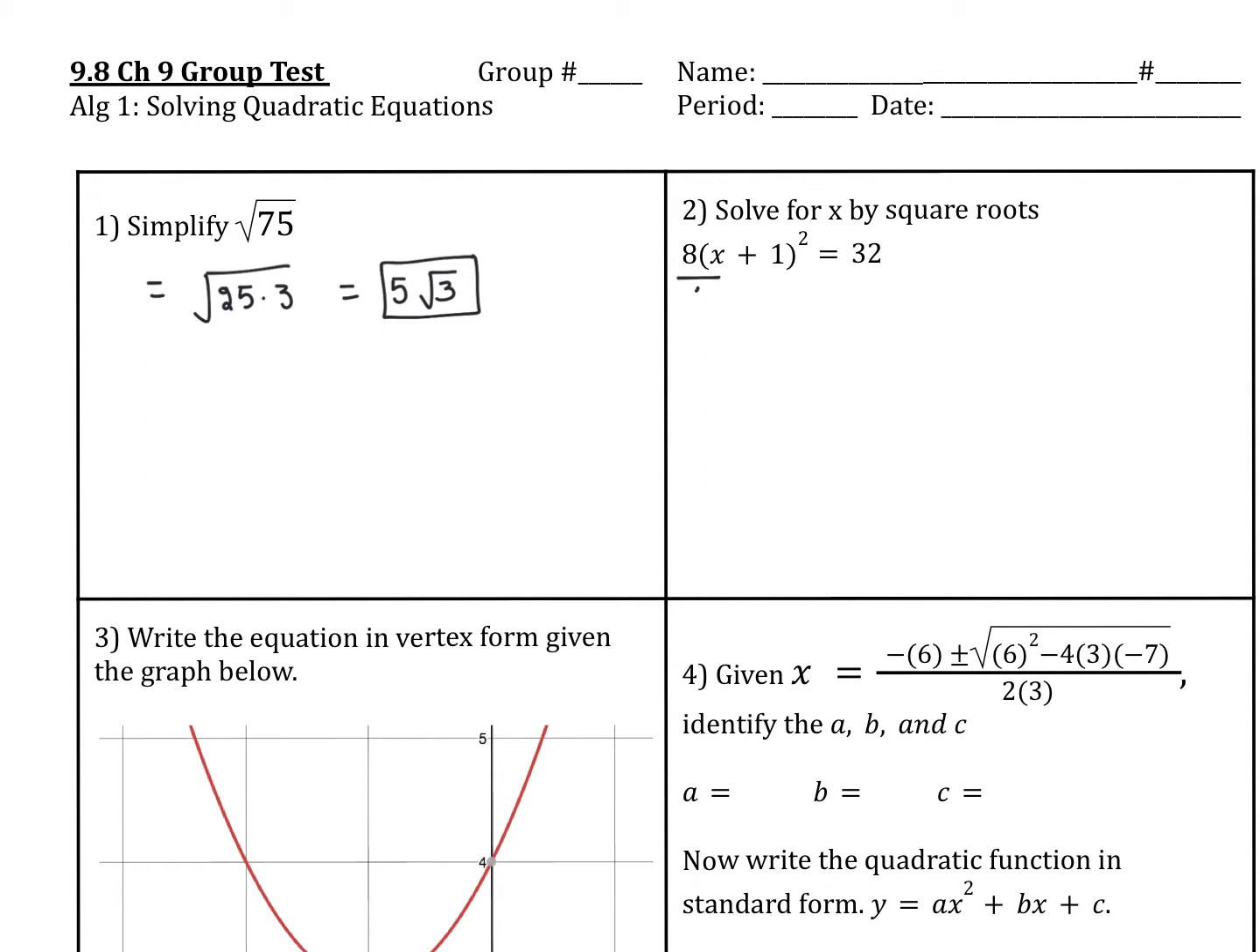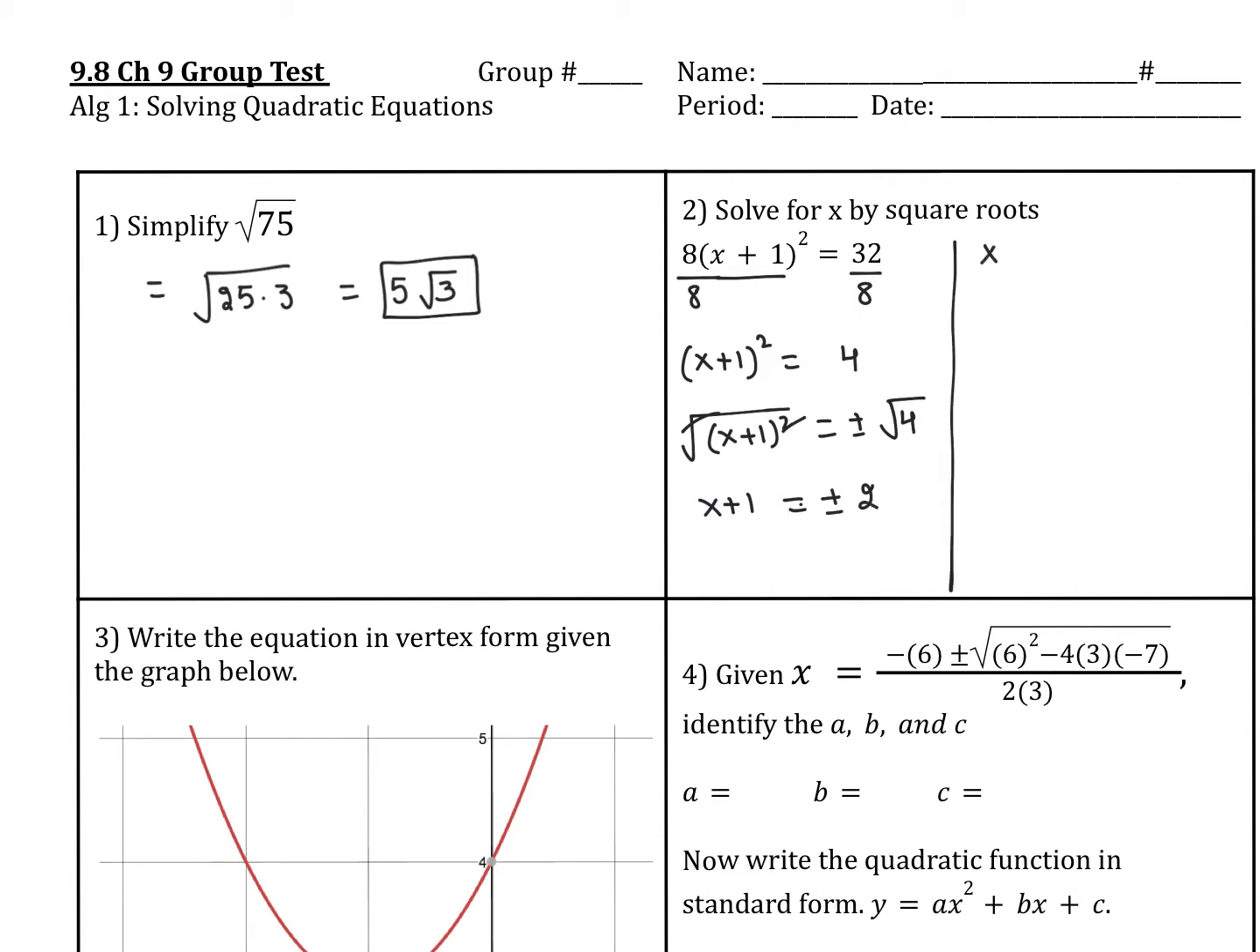For number 2, you divide 8 on both sides. X plus 1 squared equals 4. Take the square root on both sides to remove the square, and you get the square root of 4. X plus 1 equals plus or minus 2. So you're going to have two equations. X plus 1 equals 2 and x plus 1 equals negative 2.